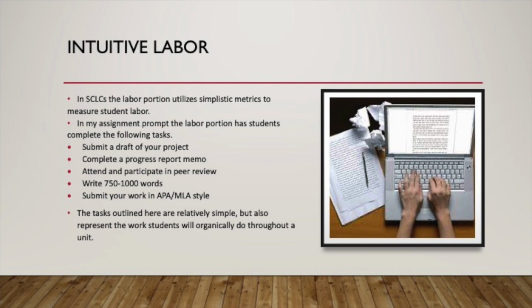The tasks outlined here are relatively simple, but also represent the work students will organically do throughout a unit. This shows students that the labor they are doing throughout a unit has value to their final grades. Additionally, I do not include the labor portion on the student-centric learning contract itself. Rather, I have this information listed on the individual assignment sheets. This is done to show that learning and labor are both valuable, but are not always tied together.